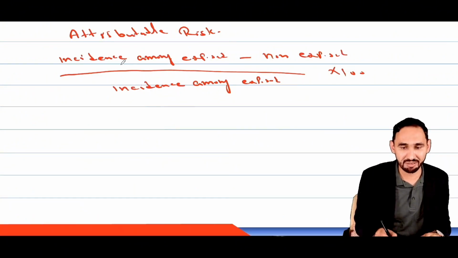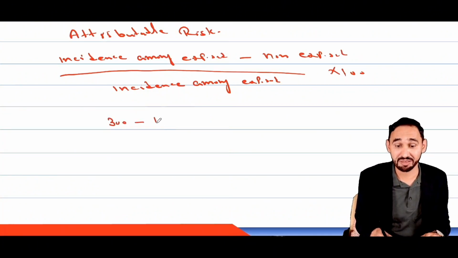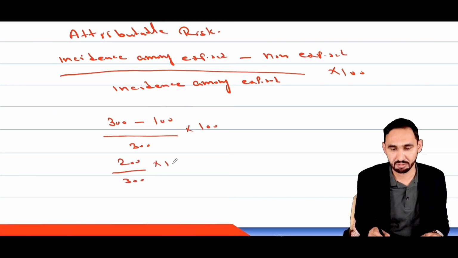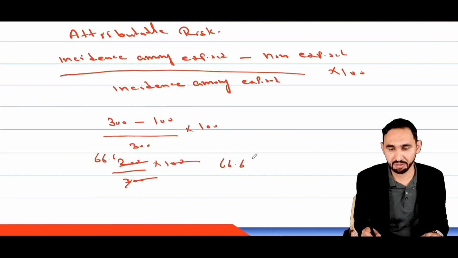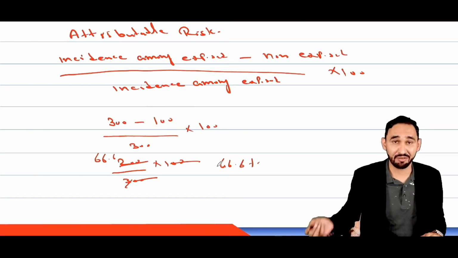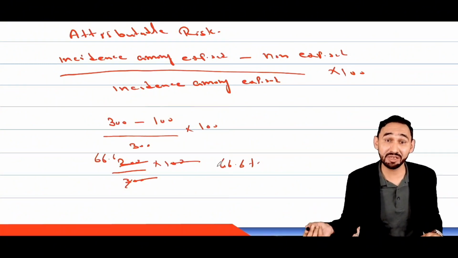What was incidence among exposed? It was 300. 100 was incidence among non-exposed. We'll divide this by 300. First, we'll divide 200 with 300. It will be 66.6% roughly. How will we interpret? As we have said, attributable risk measures the specificity of risk factor and disease.